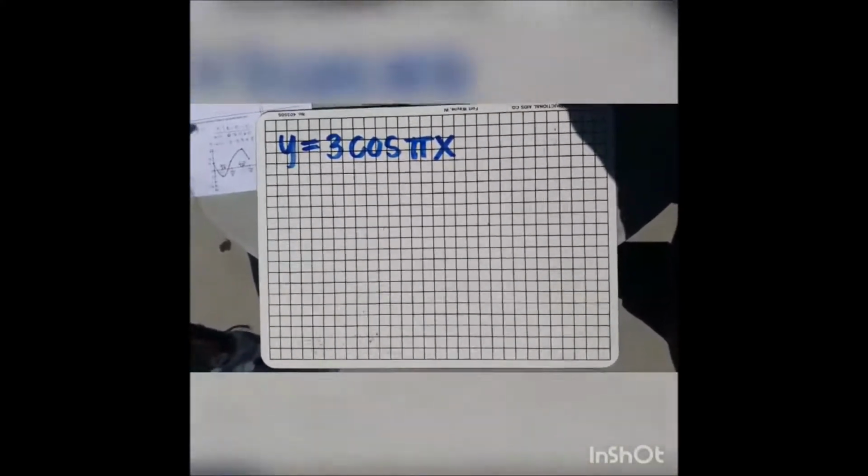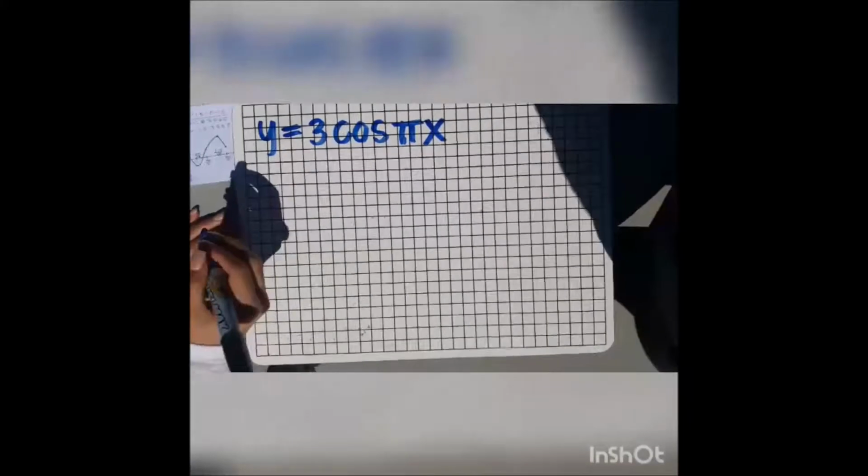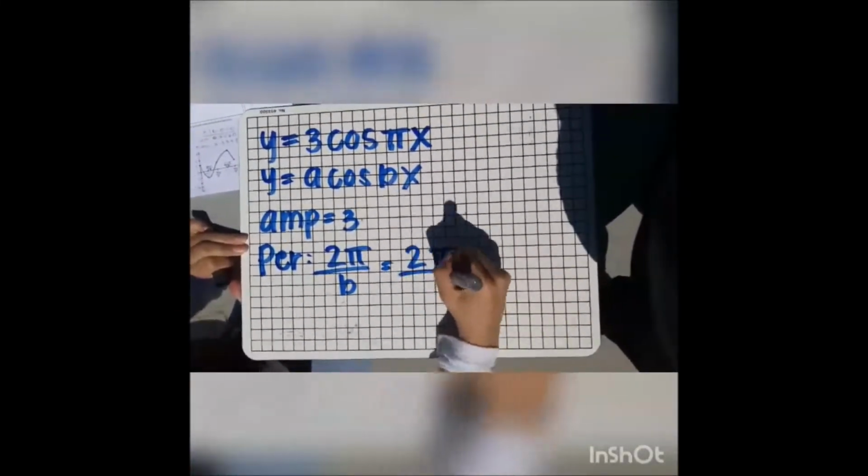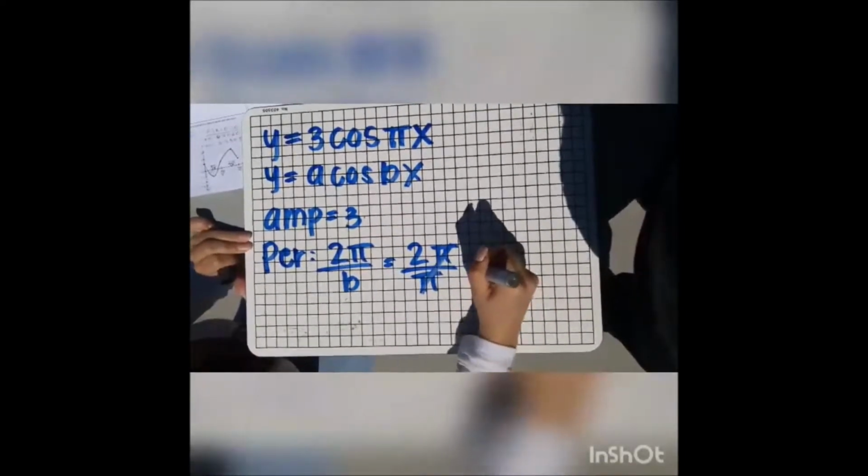Graph the trig function over one period. Be sure to include a table of values and label your axis clearly. y equals 3 cosine pi x. Okay, so from here you have to determine the a and b value using y equals a cosine bx. We know that a equals the amplitude, so the amplitude equals 3. The period equals 2 pi over b, and because the b value equals pi, we write 2 pi over pi, and we get 2 as our period.